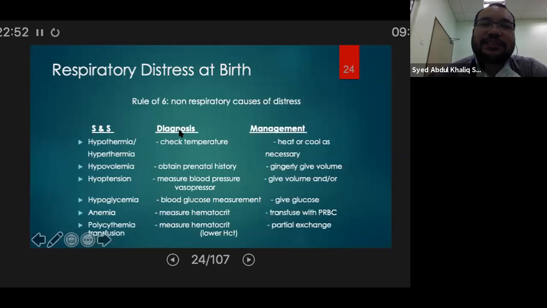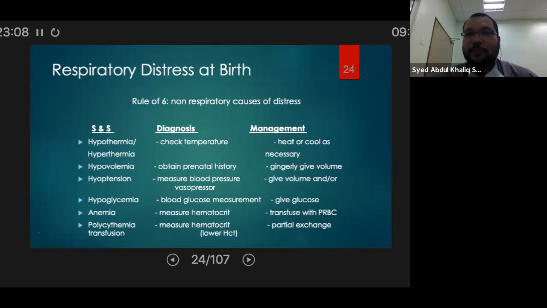So a baby can be hypothermic, because newborn babies have comparatively larger body surface area. It's not that their body surface is bigger than adults', but comparatively they have a larger body surface area. So there are more areas for heat loss, so they can go into hypothermia. And hypothermia itself can cause a baby to be in respiratory distress.